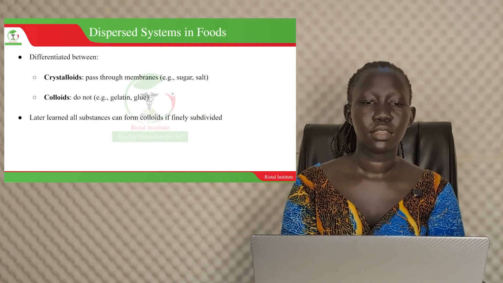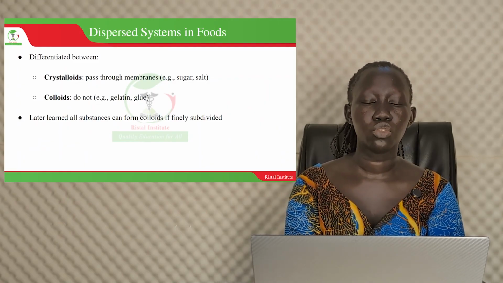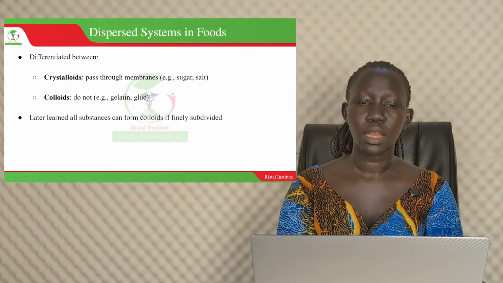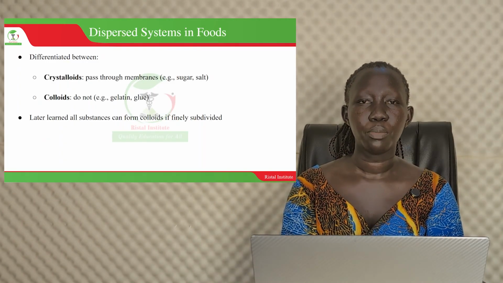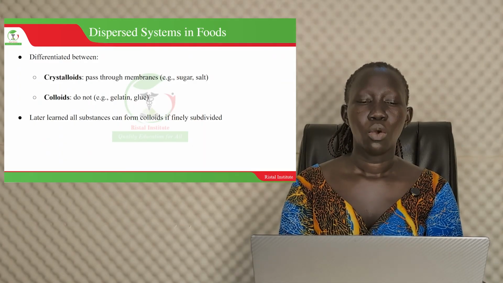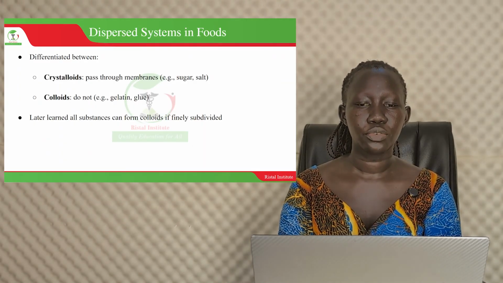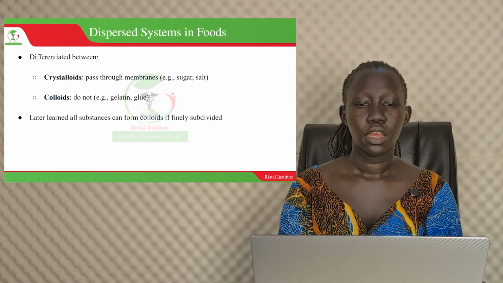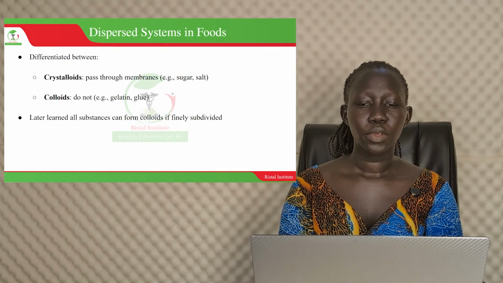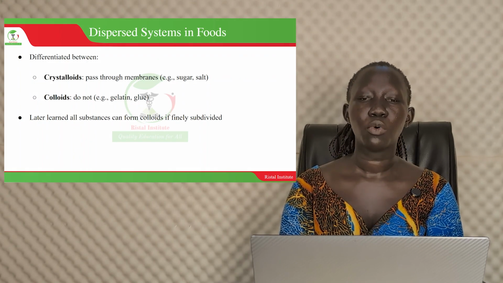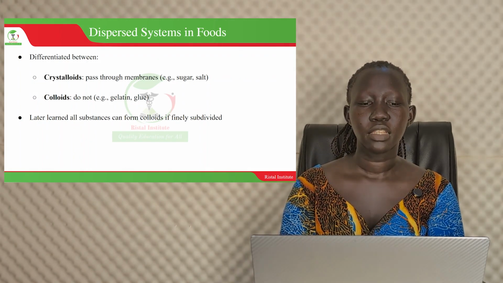These dispersed systems can be differentiated into two. One, we have the crystalloids, which pass through membranes, for example, sugar and salt. We also have the colloids that do not pass through membranes, for example, gelatin and glue. And we have found out that all these substances can form colloids if they are finely subdivided.